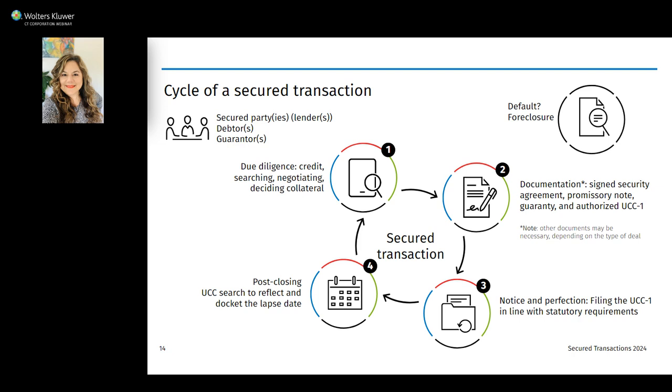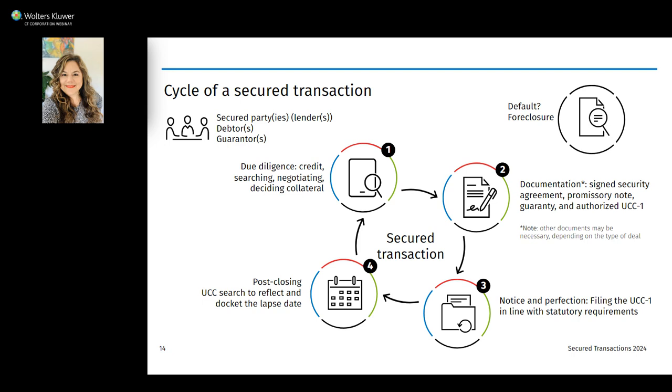Now, depending on the type of deal, there are additional documents that are probably going to be necessary. So, for example, in real estate, we have the deed of trust or the mortgage, and we also have an assignment of rents. But that's beyond the scope of this particular presentation today.